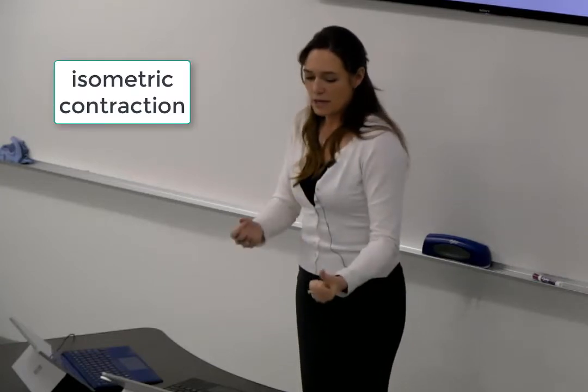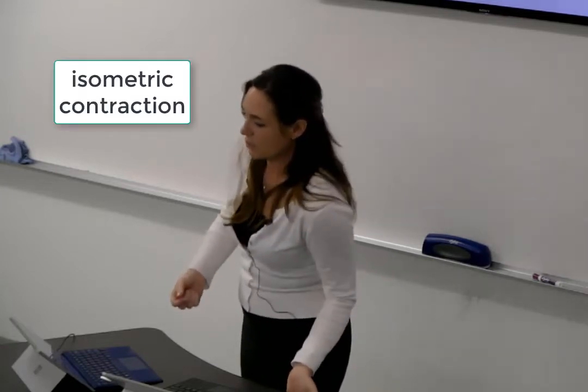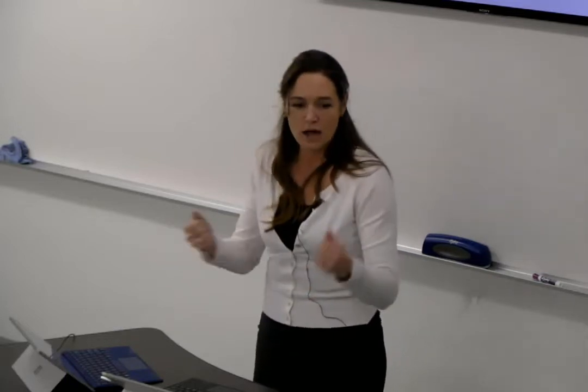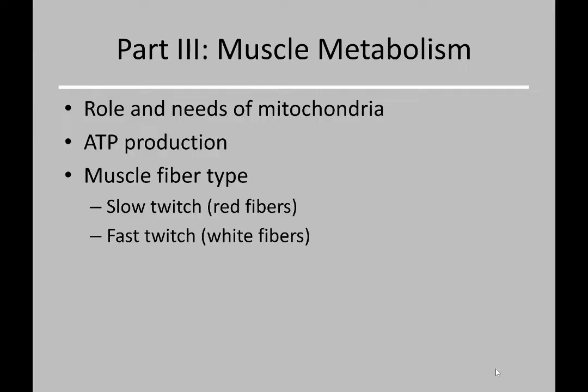The isometric is if I were to just sit here and pull on this table, but it's bolted to the ground, my muscle will contract, and after the initial contraction, it doesn't shorten anymore. And so once it's pulled up the slack as far as the connective tissues go, it will not shorten. So that's isometric. Muscle metabolism, the role and needs of the mitochondria. So the role of the mitochondria is to produce a whole lot of ATP.